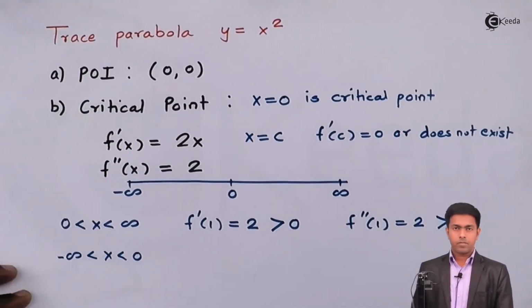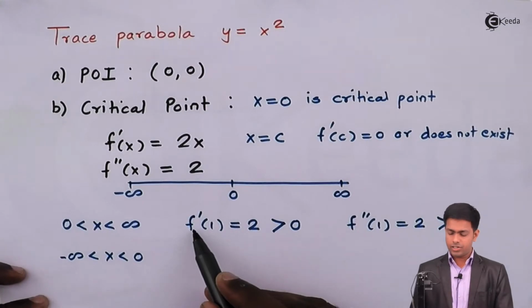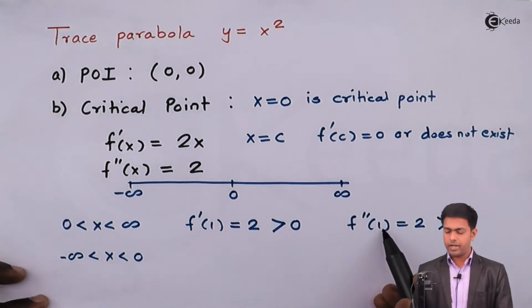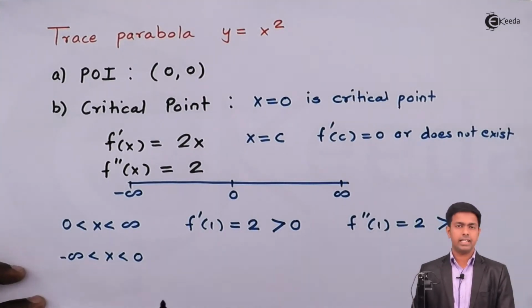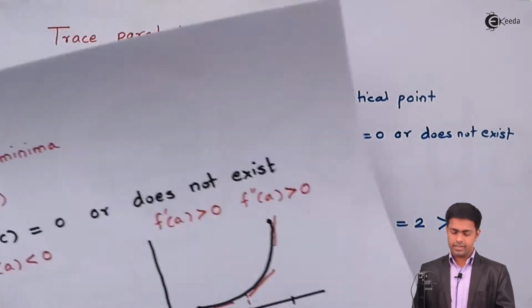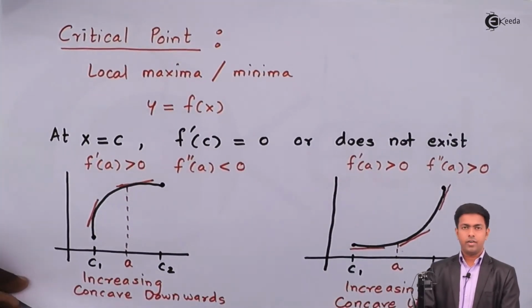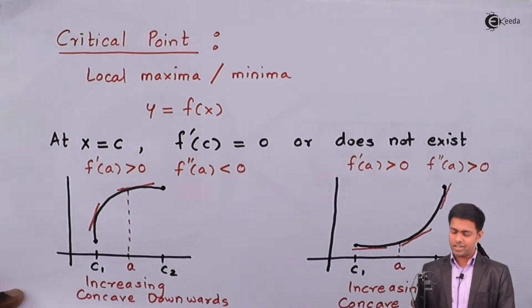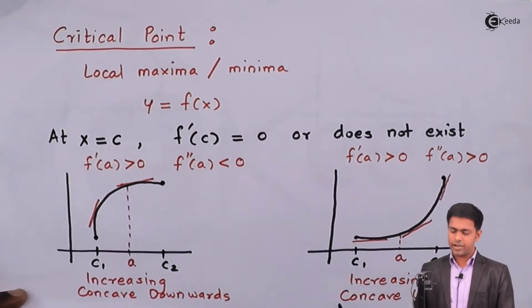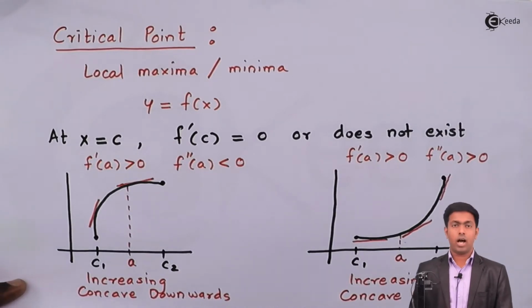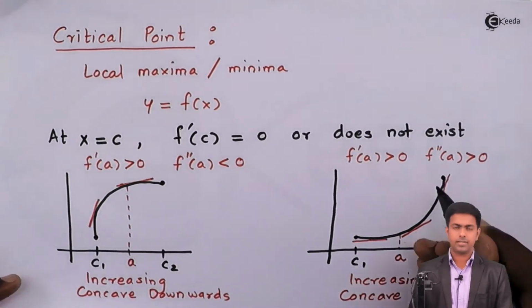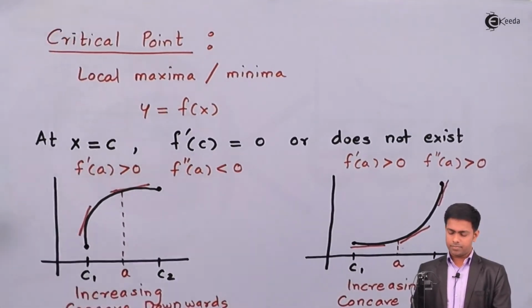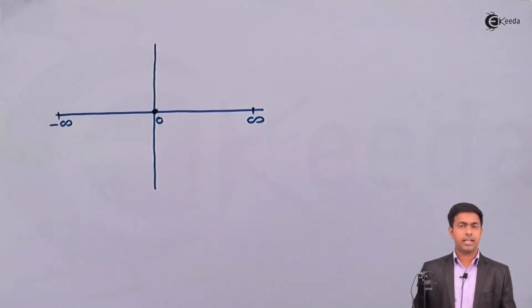Since the values of f dash of 1 and f double dash of 1 both are greater than 0, we'll see our cases. Whenever both derivatives are greater than 0, we say that the curve is increasing and concave upwards. So our curve will have a shape like this. So guys, let's come here. Our curve is increasing and concave upwards.